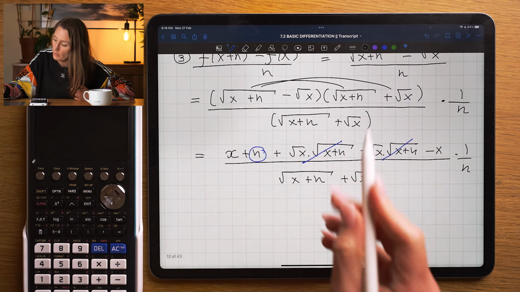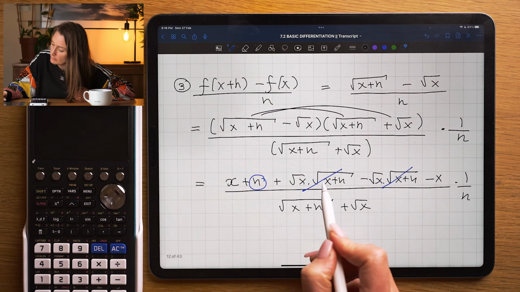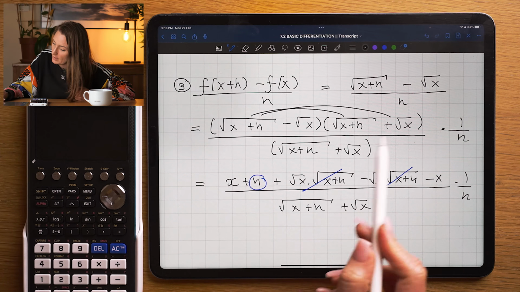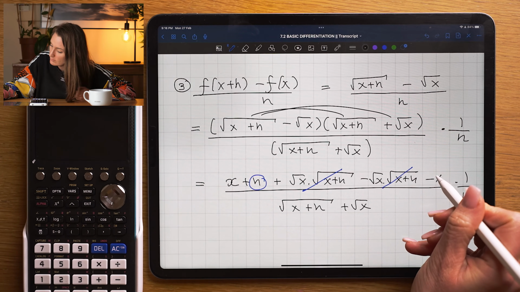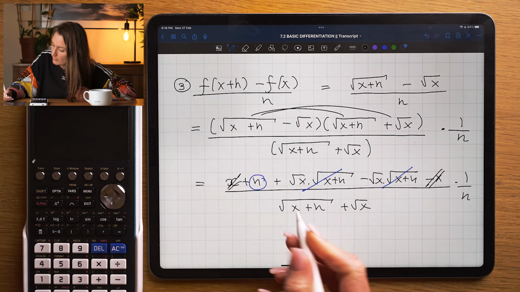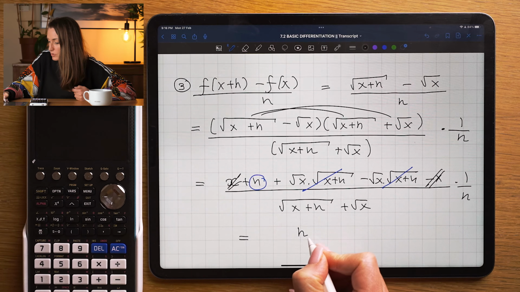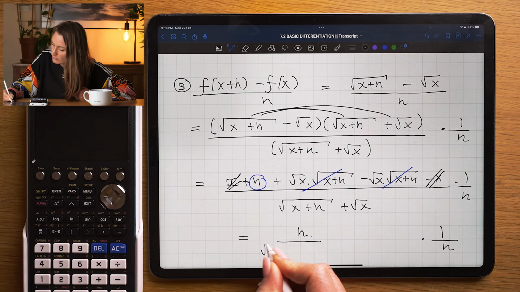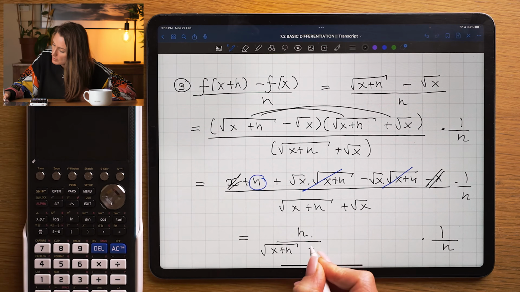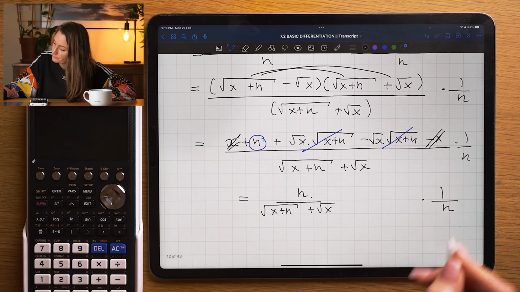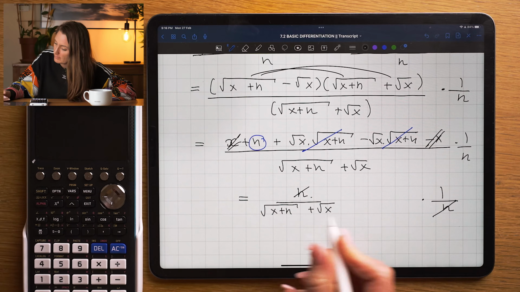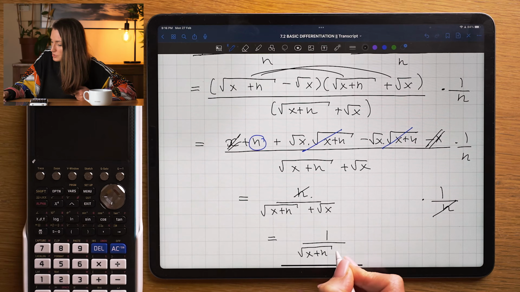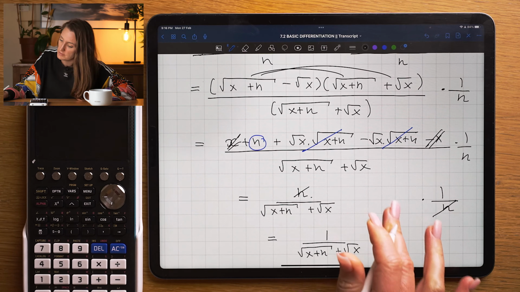Now, when the middle terms cancel out, I'm left with the square root of x plus h here, and here I'm left with minus x. Now I can cancel this one and this one. That leaves me with h on the top. Remember, I've got a 1 over h here. And on the bottom, I've got the square root of x plus h plus square root of x. I'm going to cancel out these and these, which leaves me with 1 over the square root of x plus h plus the square root of x.